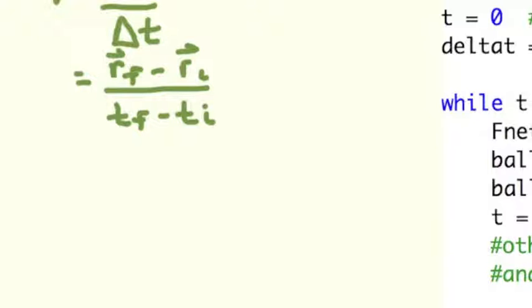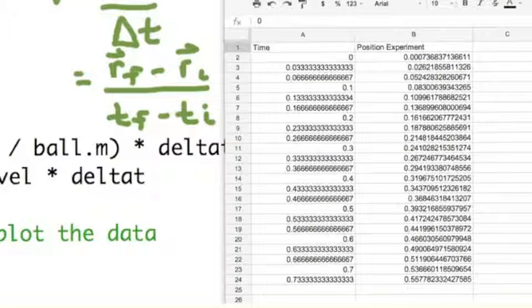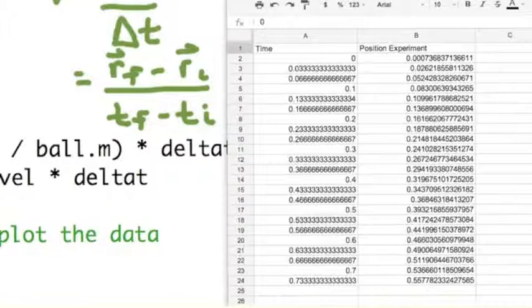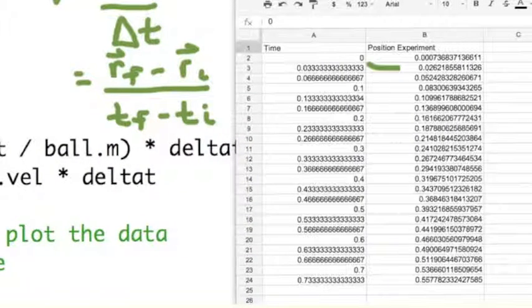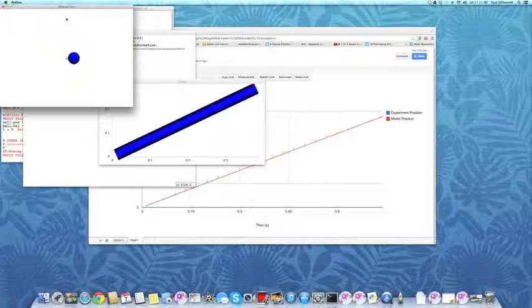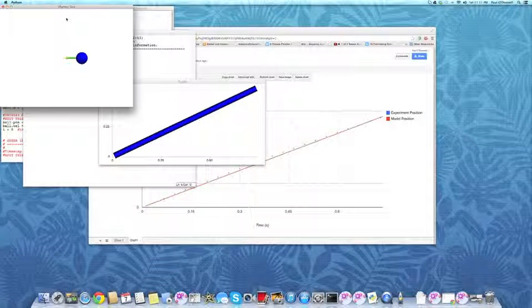Recall that velocity is just the rate of change of position, which means the final position minus the initial position divided by the final time minus the initial time. We can use the first two rows of our data to get the initial velocity. In the second row, we have the final position, and on the first row, we have the initial position. Same thing with time. Next, we run the program to see if it runs as expected, and we see that it does. The motion looks similar to the motion of the tennis ball.